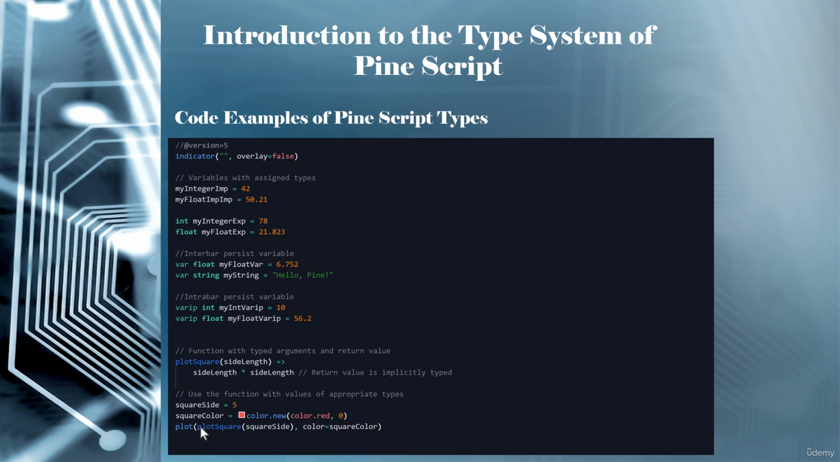And this is how we use that function practically. So here we set square side equal to an integer value of 5, and inside of this plot function we call that plot square function. We pass in an integer value, it calculates the square from that integer value, and that value is plotted by the plot function. So this is how the function is used when the value that it returns is implicitly typed.